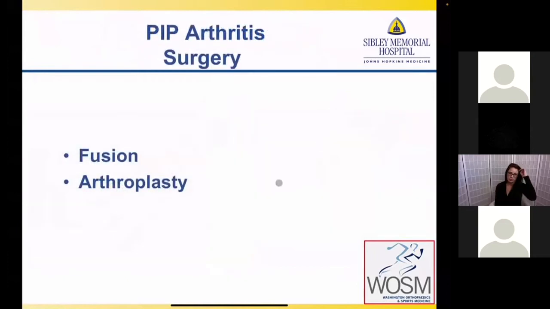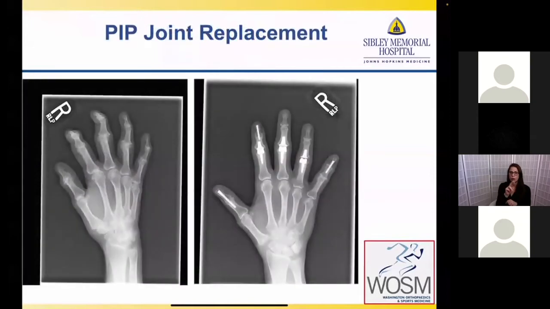At the PIP joint, which is the next joint out, not the joint closest to your nails, but the joint in the middle of your fingers, there are really two choices if you have surgery. One is a fusion and the other is an arthroplasty. You can see here, this patient had their knuckles replaced. We don't do this as often as we do in other areas of the body, because the results are good, but they're not as long-standing, let's say, as a knee or hip replacement. But for patients who desire to maintain their motion and who have a lot of pain, this is a reasonable option.